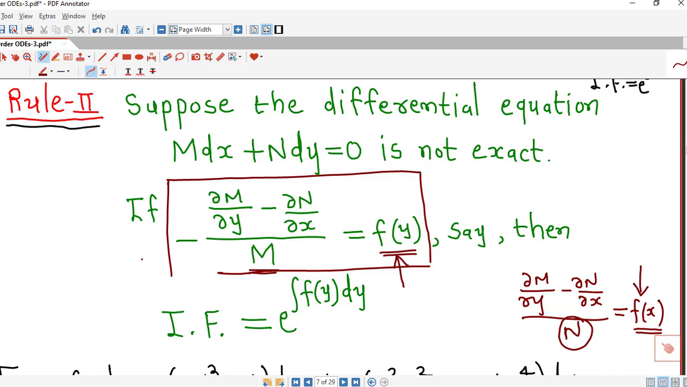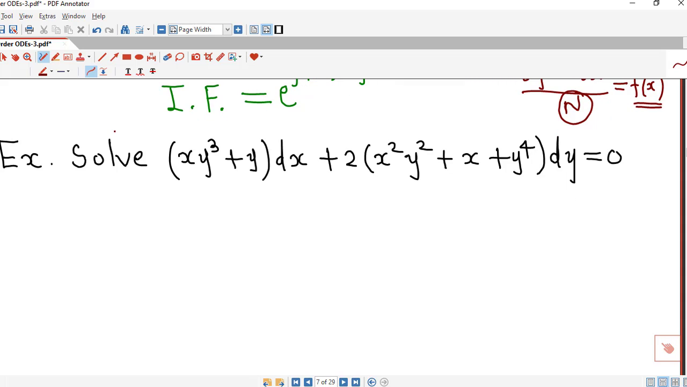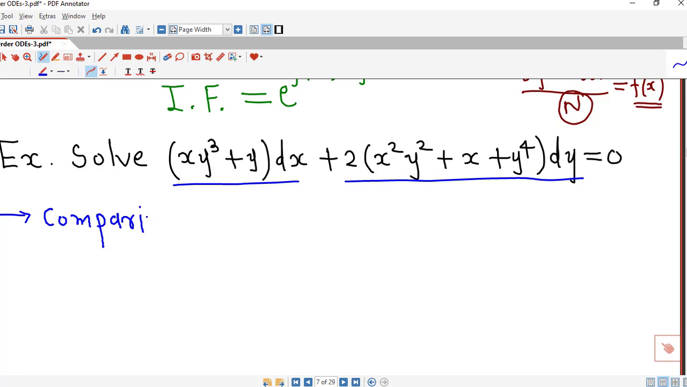Now we consider some examples related to working rule 2. We consider the first example. We are asked to solve this differential equation: (xy cube plus y) dx plus (2 times x square y square plus x plus y raised to 4) dy equals 0. So it is already in the form M dx plus N dy equals 0. We call the given equation number 1.